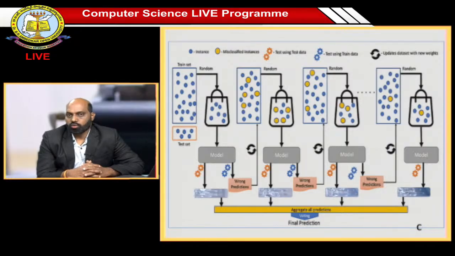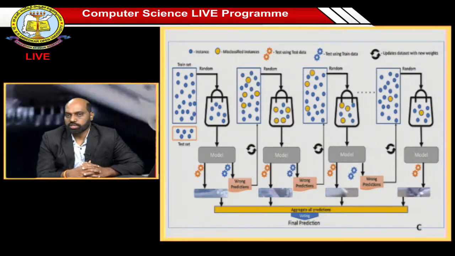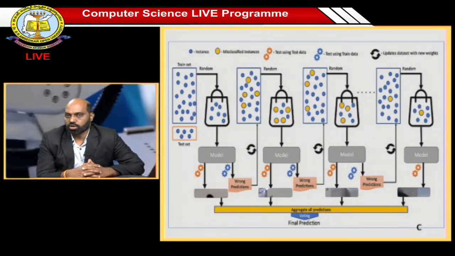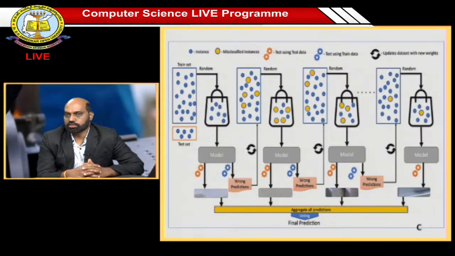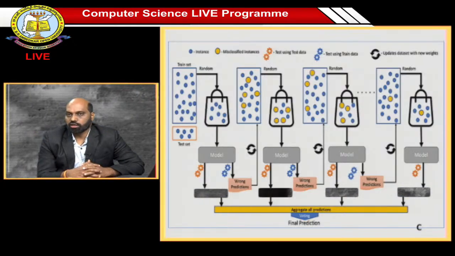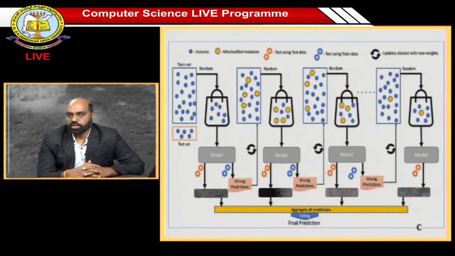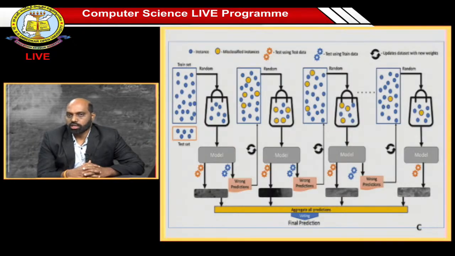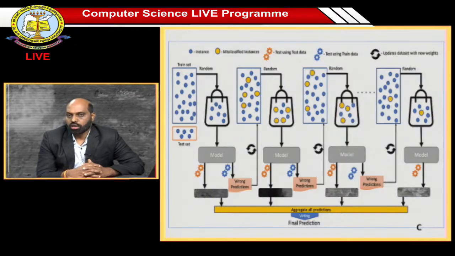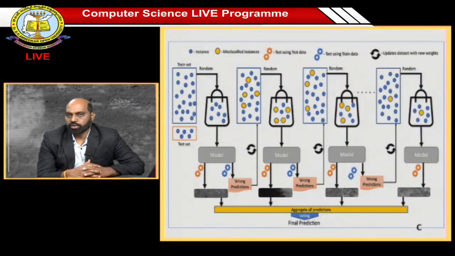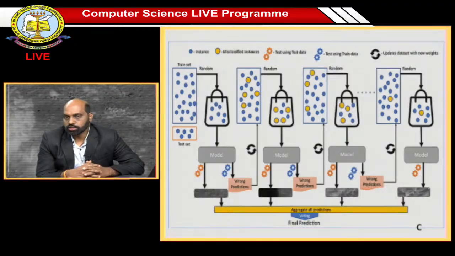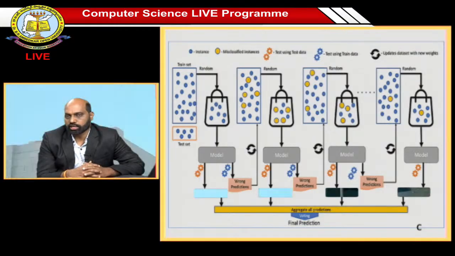Like this, whatever errors are identified in model 1 will be injected into model 2, and whatever errors are identified in model 2 will be injected into model 3. This goes on continuously until we get an accurate model, and at the end, whatever predictions are provided by all the models, we can get the final prediction out of the system. This is how the boosting technique works in machine learning.